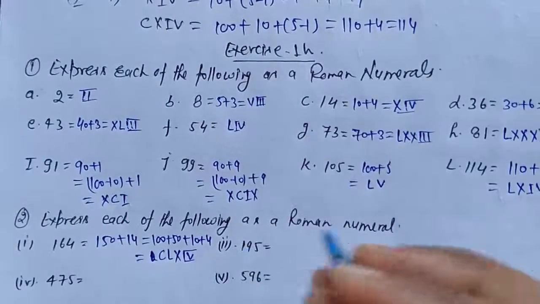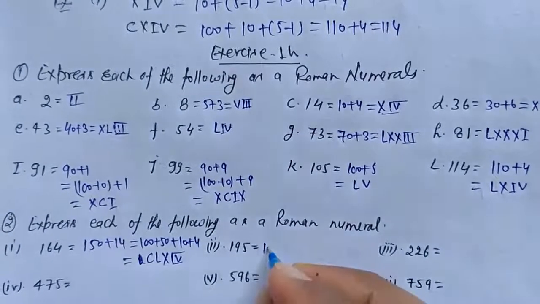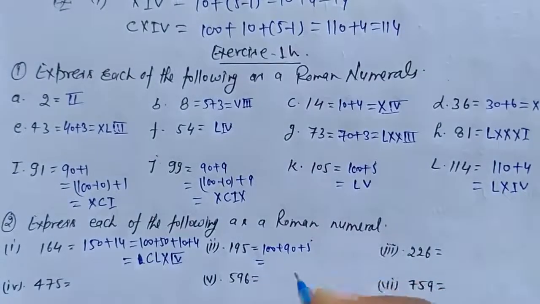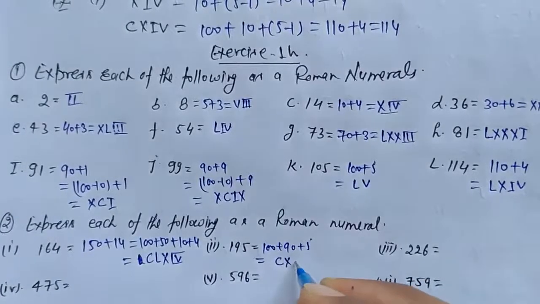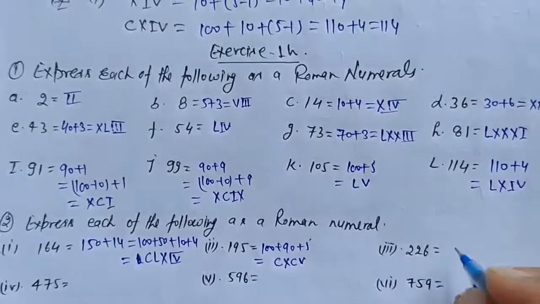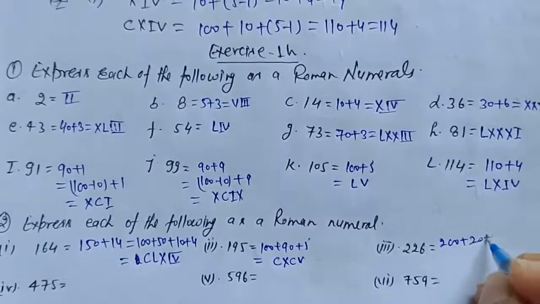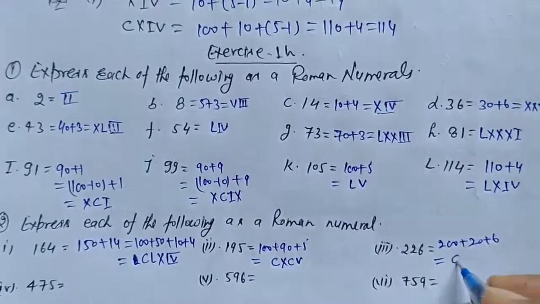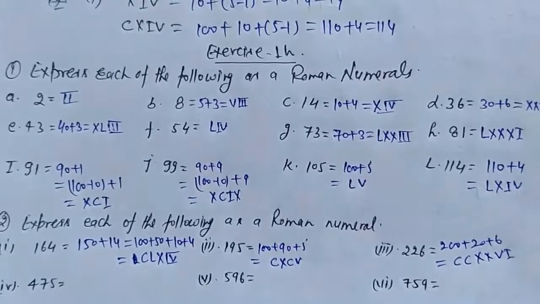Next is 195. 195 is written as 100 plus 90 plus 5. 100 is represented by C, 90 is represented by 100 minus 10, that is XC, and 5 is V. 226 is represented by 200 plus 20 plus 6. 200 is represented by 2 times C, and 20 is double X, and 6 is VI.